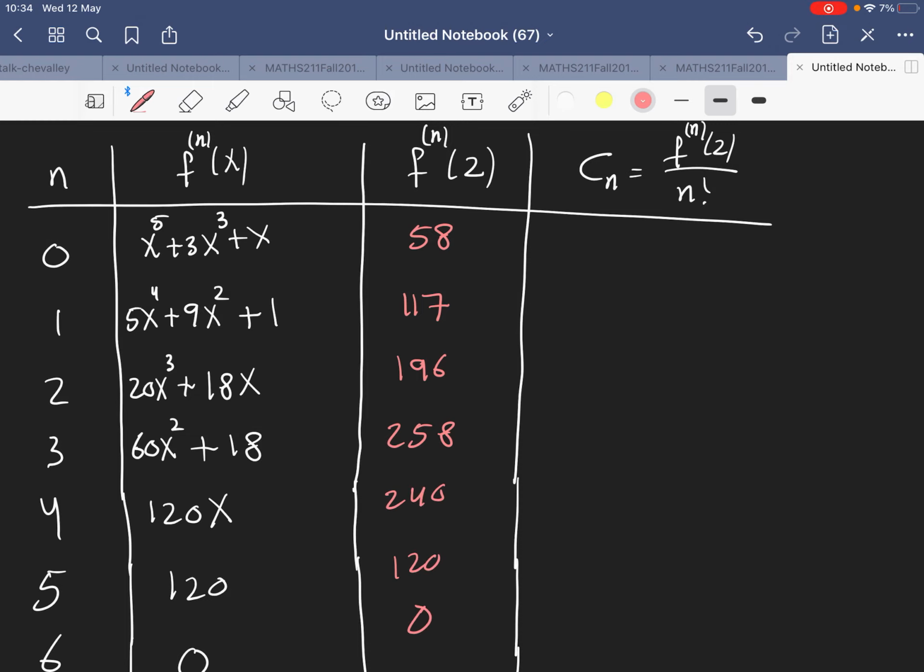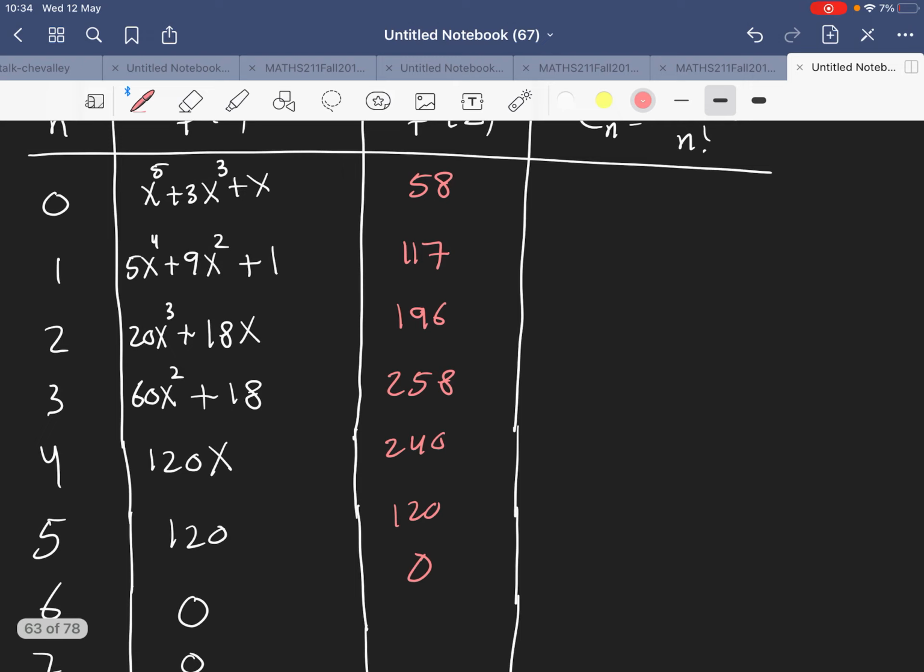Then 120, and then 0. Now for each one of these we have to divide by n factorial. So this will be 58. This will be 117. Now 196 divided by 2 factorial, this is 98. Now 258 divided by 3 factorial, this is 43. Now 240 divided by 4 factorial, this is 10. This is 1, and those are zeros.